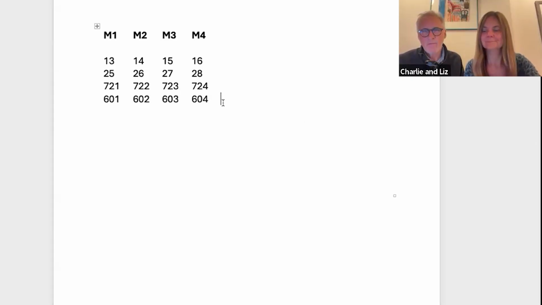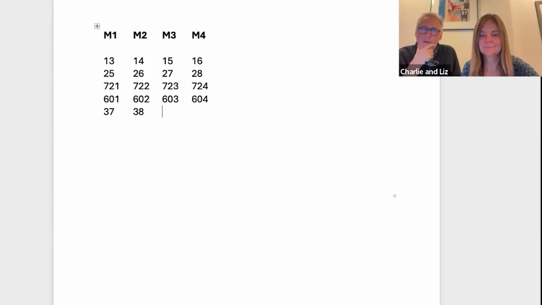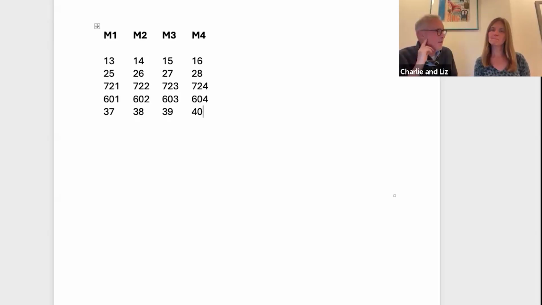There's one more, 37, 38, 39, 40. This is really interesting because the first numbers are also still all one more than multiples of 6. Isn't that fascinating?